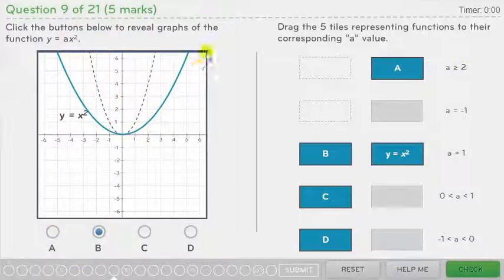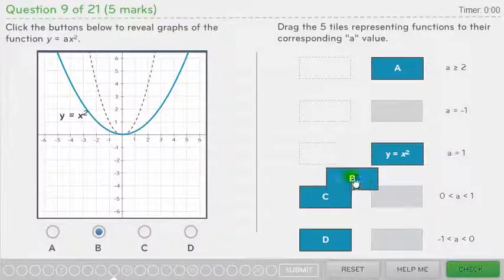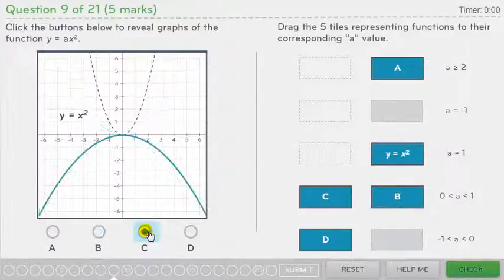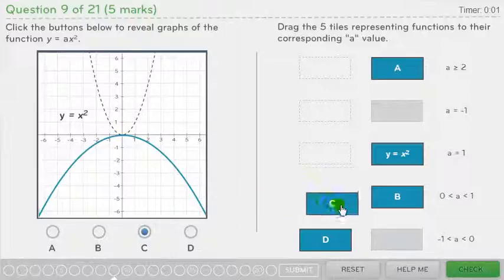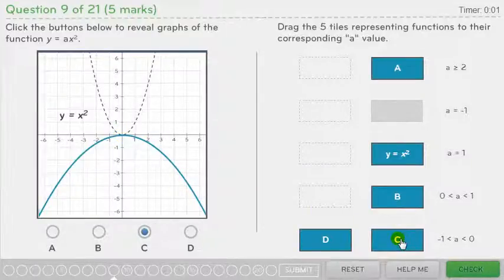Graph B is a compression. And our compression means that our a value needs to be between 0 and 1. Graph C flips this graph upside down, and therefore our a value needs to be negative. And it's also a compression. If I count over 1, it only goes down a little bit. So this graph has been flipped and compressed. So for C, our a value needs to be between negative 1 and 0.